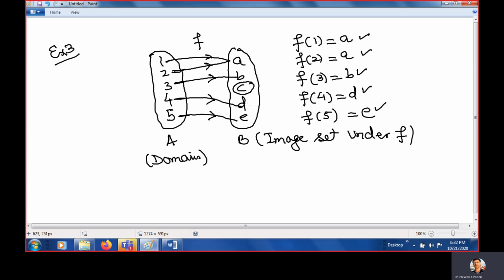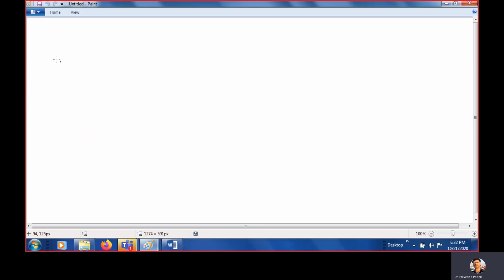It does not change whether it is a function or not a function. Clear? So if in set B some elements are empty, no problem. But in set A, no element should be empty. Every element should be connected. Clear? So what is the answer? This is a function. Let us take one more example to understand more clearly.